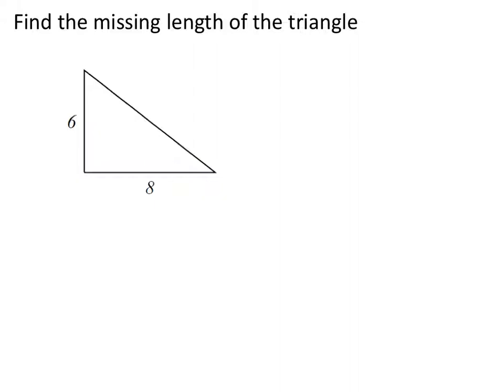Alright, so what about this problem? Find the missing length of the triangle, and they probably should have said it was a right triangle. Now, to do this, of course, with the knowledge that we have at this point, we need to assume that that is a right triangle, which is fine. And to solve this right triangle, we'll need the Pythagorean theorem. So I'm going to write it out like this. Of course, if you needed to, you could write the a squared plus b squared equals c squared.